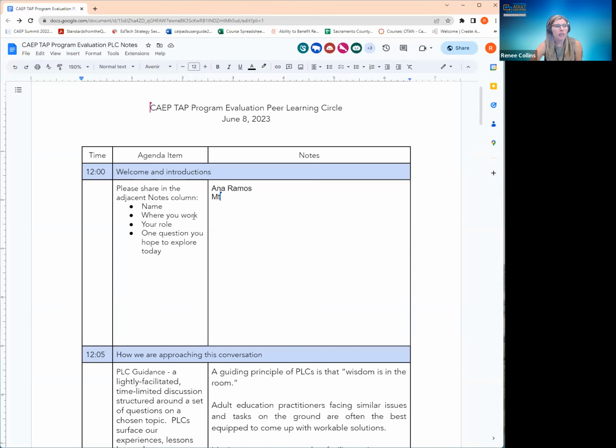In the area that says welcome and introductions, it asks you to please share in the adjacent notes column your name, where you work, your role, and most important probably, one question you hope to explore today. So there's something that brought you here today, and maybe it was a question that's been nagging at you. I encourage you to put it out there and see what wisdom can be shared from your colleagues over the next hour. So if you can just take a minute, please, to complete that request in the notes.